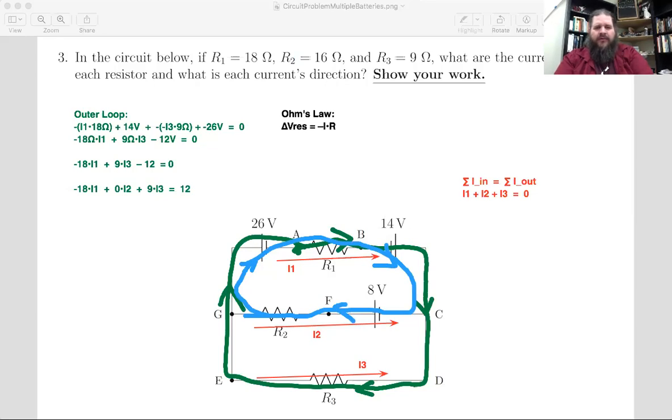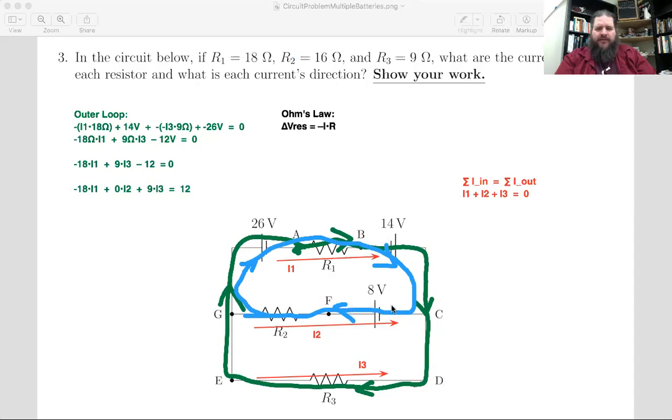We've still got the same plus 14 volts. We're still going to eventually have the same negative 26 volts. And then we're going to go through the 8-volt battery, and should that be plus 8 or minus 8 in this case? Plus 8, because the current is going in the same direction as the battery is releasing higher voltage.